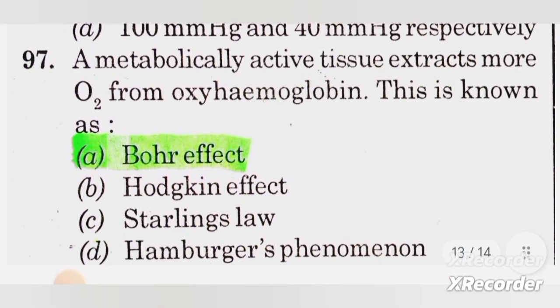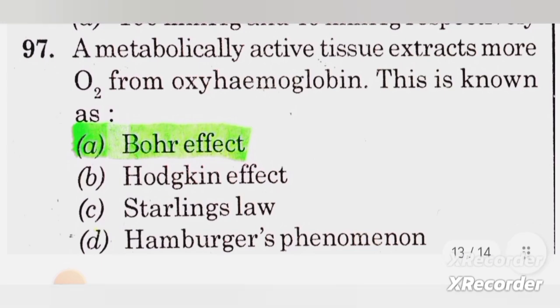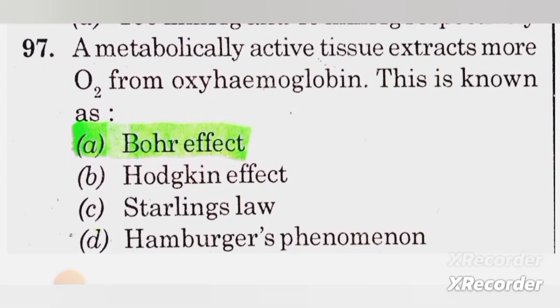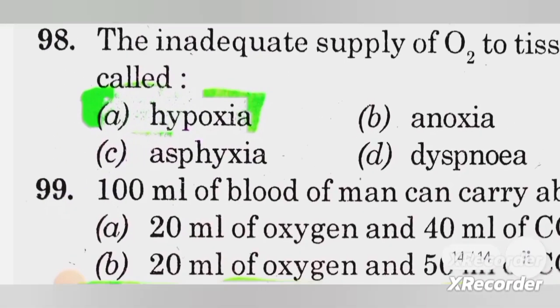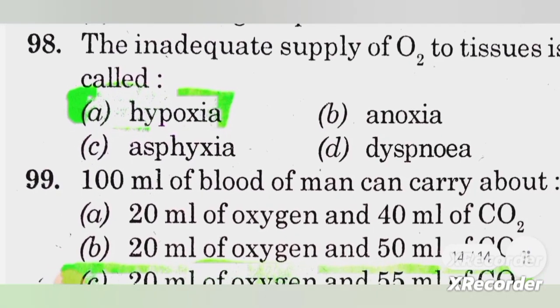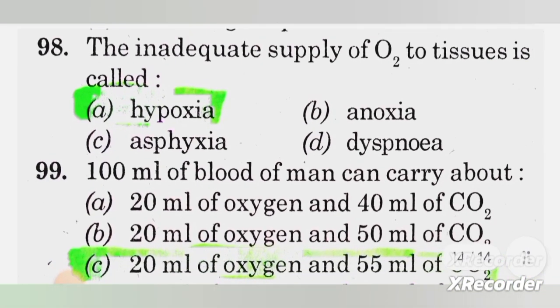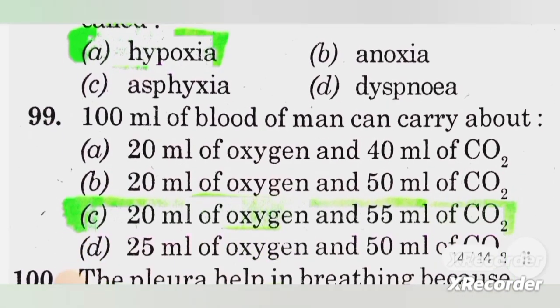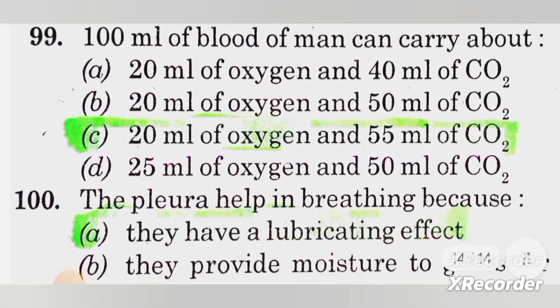Next, 97. A metabolically active tissue extracts more oxygen from oxyhemoglobin. This is known as Bohr effect. Next, 98. The inadequate supply of oxygen to tissue is called. Answer A. Hypoxia. Next, 99. 100 ml of blood of man can carry about. Answer C. 20 ml of oxygen and 55 ml of carbon dioxide.